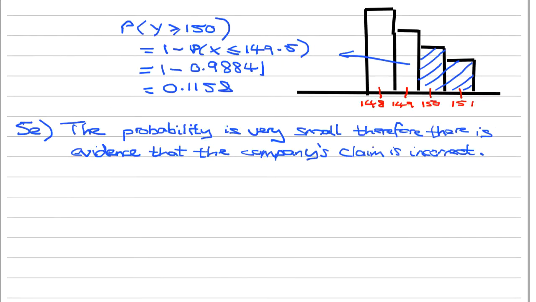And finally, for Part E, they said to use Part D and comment on whether or not the proportion of the company's PCs that germinate is different from the company's claim of 55%. Well, this probability 0.1158 is very small, therefore there is evidence that the company's claim is incorrect.